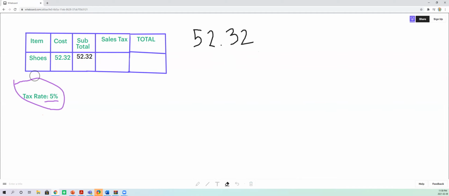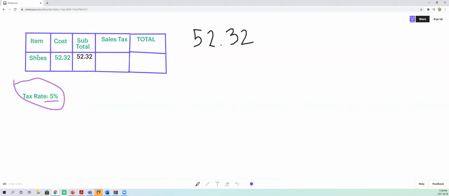Subtotal means what is the total of all the products prior to adding taxation, okay? What is the total of all the products the person bought prior to adding taxation? This guy only bought shoes, no other products. He only went in there for shoes, only bought 1 pair of shoes. So the subtotal remains the same.